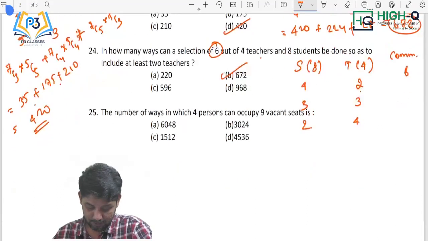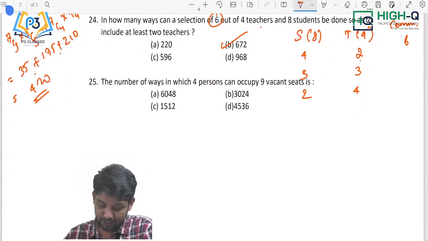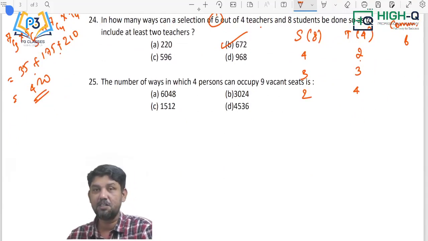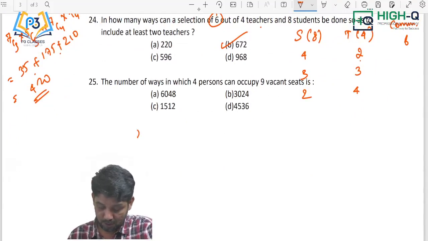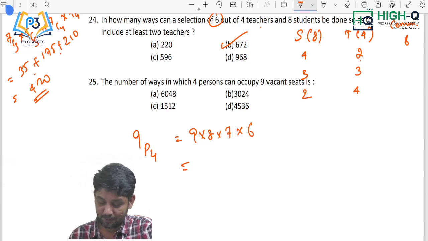That's it. Next. The number of ways in which 4 persons can occupy 9 vacant seats. What a difficult question. 9P4. That's it. 9 into 8 into 7 into 6. What is it? 72 into 42, my dear. We get 3024.